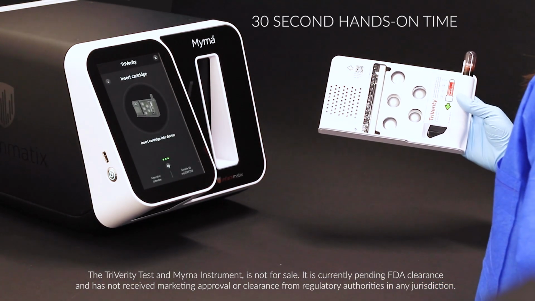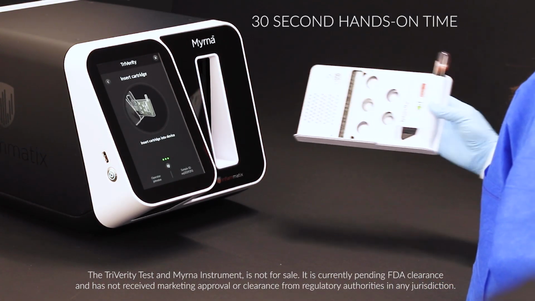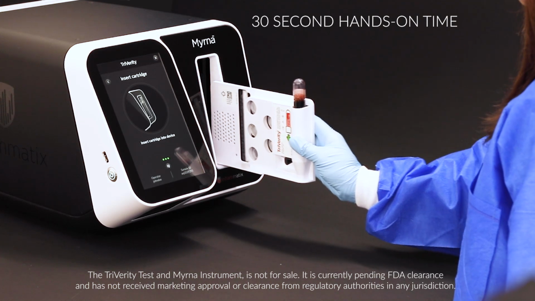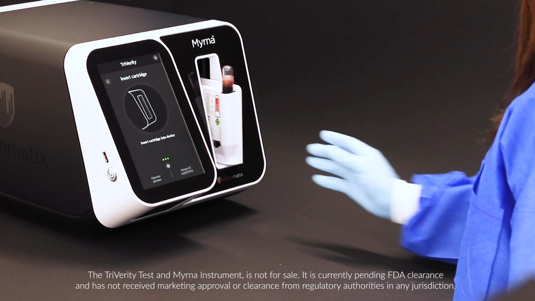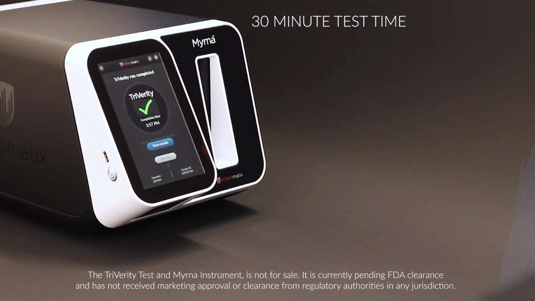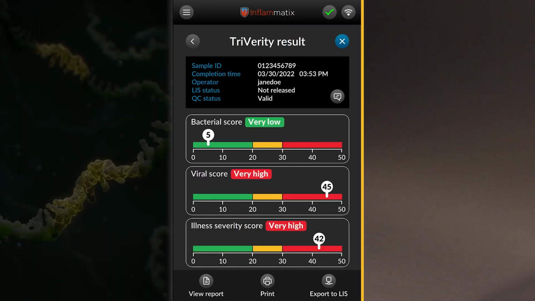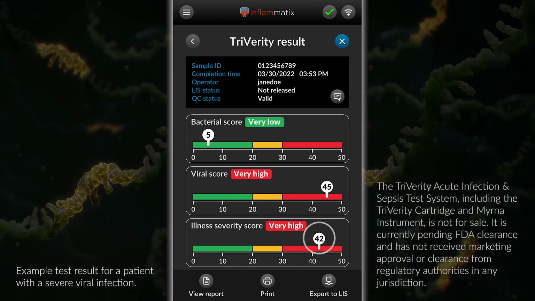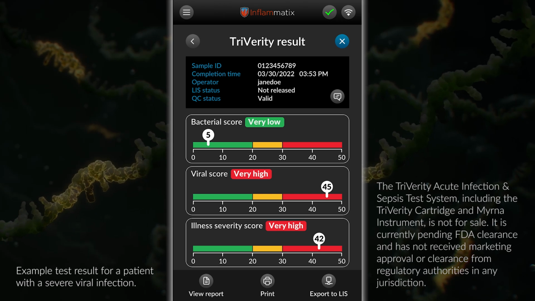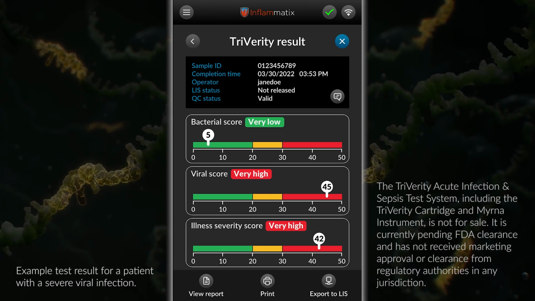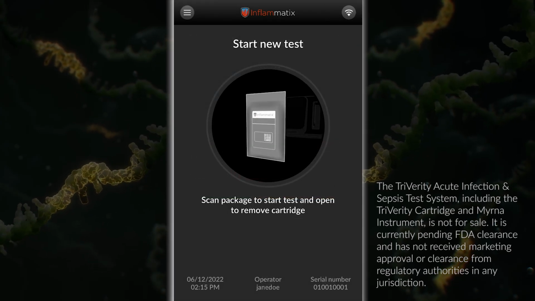The test system requires minimal interaction. Operation is deceptively simple, streamlining complex processes to facilitate quick, accurate diagnostics. TriVerity uniquely determines both the presence of infection and the severity of illness, offering crucial diagnostic and prognostic insights in patients suspected of acute infection or sepsis.